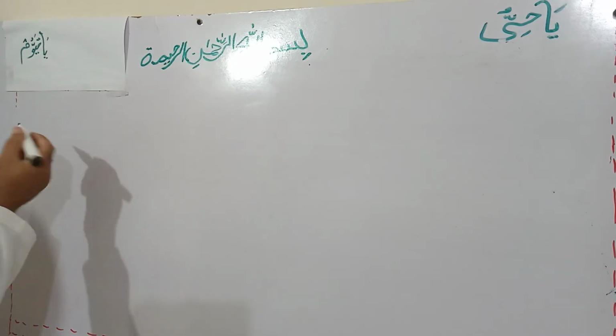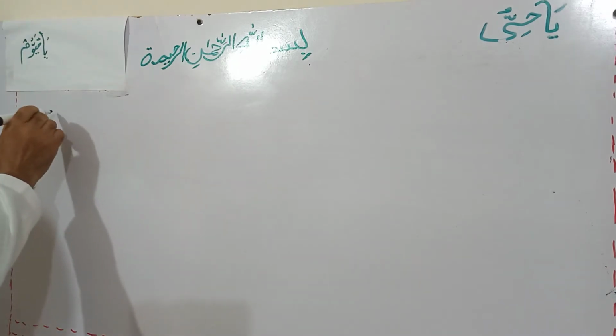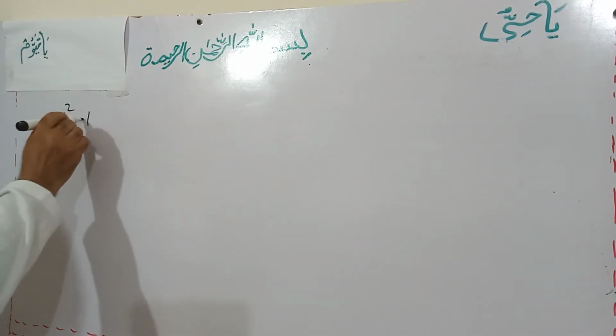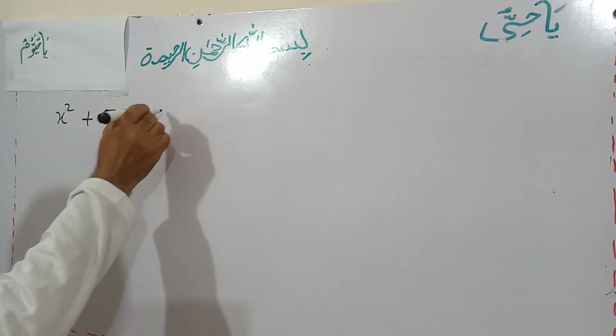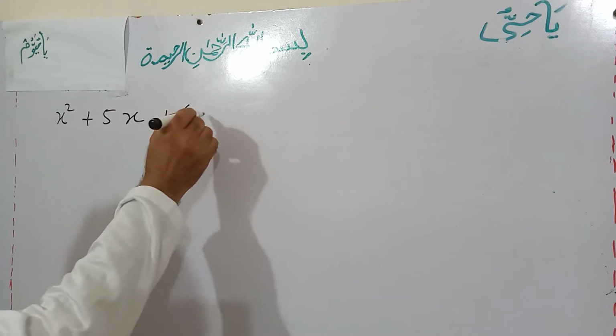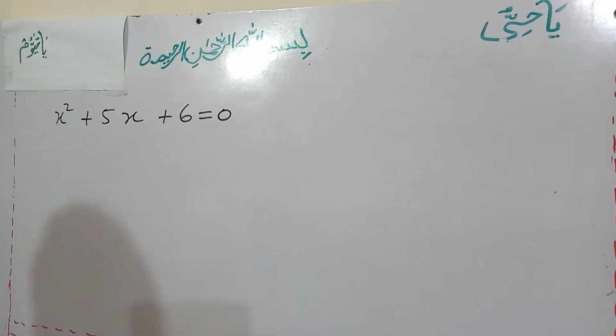For example, there is an equation x square plus 5x plus 6 is equal to 0. We can solve this equation with the simple factorization method. First I will explain this equation by the factorization method.